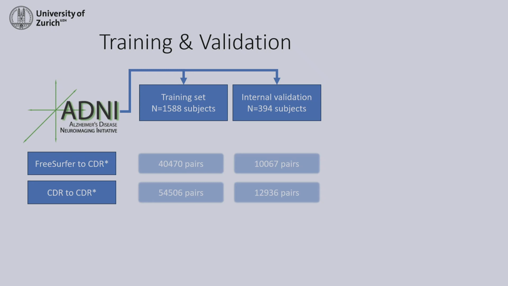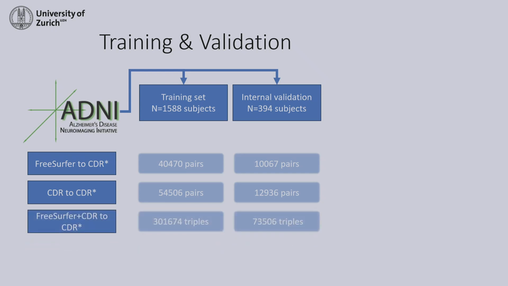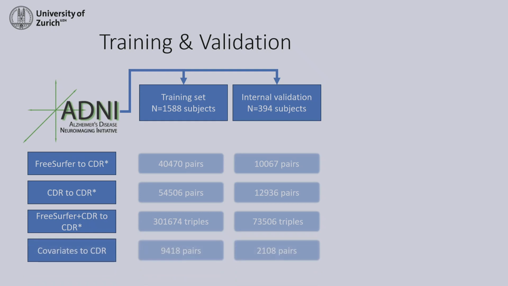Then we should also compare to something simpler, because an MRI is an expensive procedure. It costs a few hundred francs here in Switzerland. So we do a simpler test, which is CDR to CDR. Acquiring the CDR takes 30 minutes. It's very, very fast. So we take the CDR in the present and try to predict the CDR in the future. And then we combine both. We have 2 sessions, one from FreeSurfer, one from CDR, and we try to predict CDR in the future. And obviously the easiest, if we only had the risk factors, just so we have a baseline to compare.